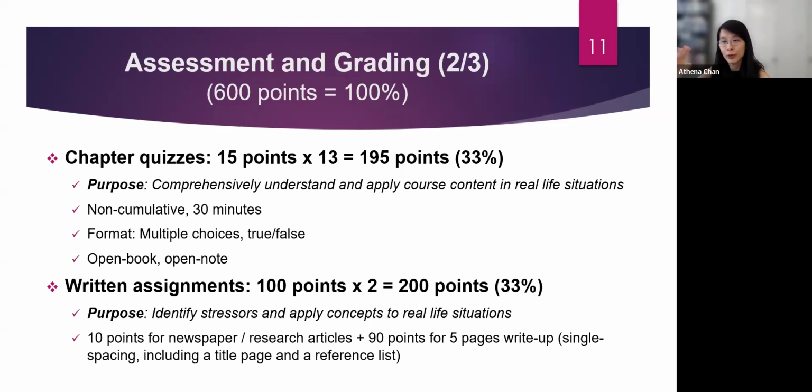And then for the second part, you'll get up to 90 points to finish a 5-page write-up. It's all single spaced, including a title page and a reference list. For all these course assessments, you need to follow the APA 7 guidelines.